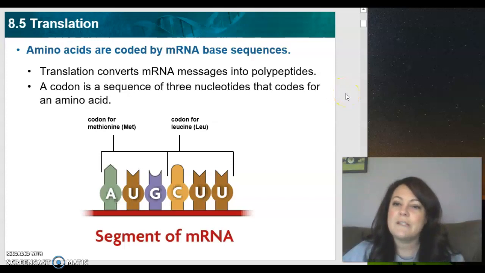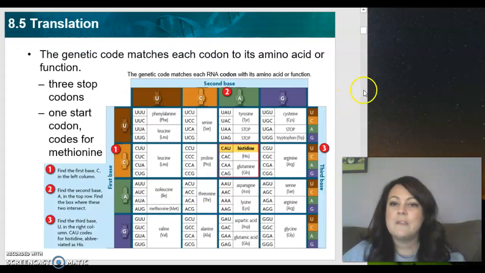And a codon is a sequence of 3 nucleotides that codes for each amino acid. Remember, we talked about methionine. It's the first codon for every polypeptide chain. The genetic code matches each codon to its amino acid or function. There are 3 stop codons. There's only 1 start codon, that methionine.